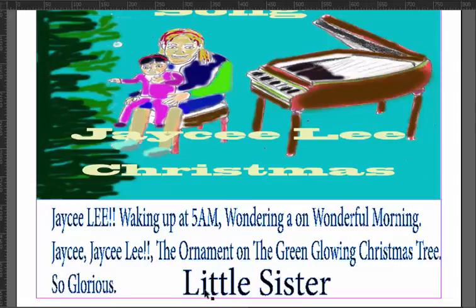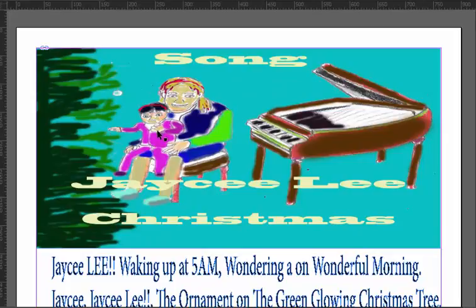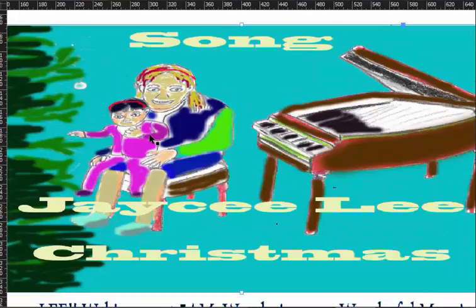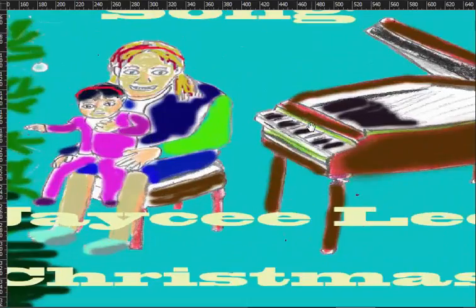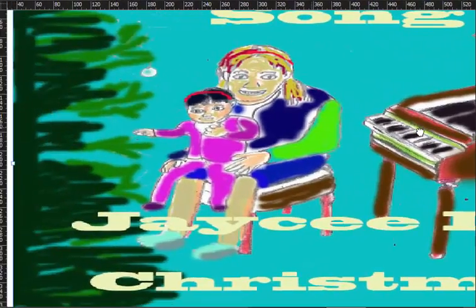If anybody wants this story, you're going to have Big Sister and Little Sister sitting in front of the Christmas tree. You've got the piano right here, and then the Christmas tree. The way I drew these was by looking at a book to get some ideas, and here is the Christmas ornament.